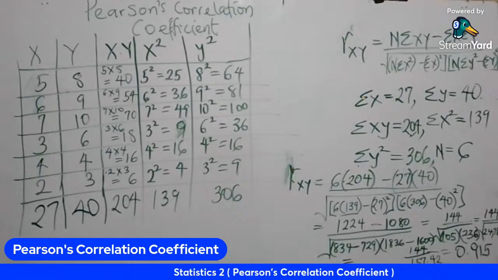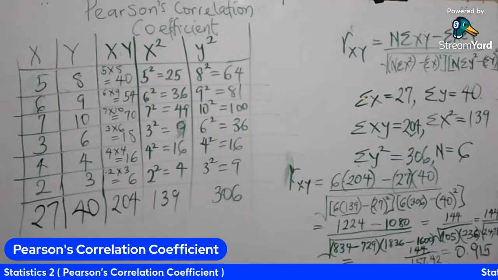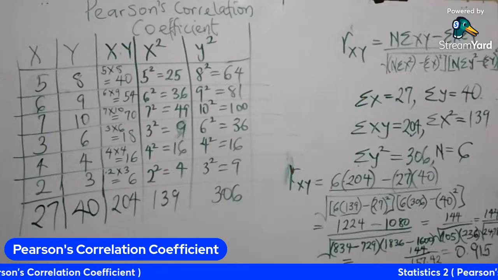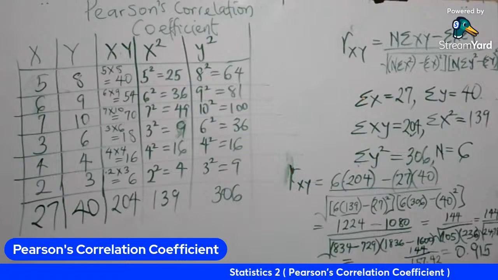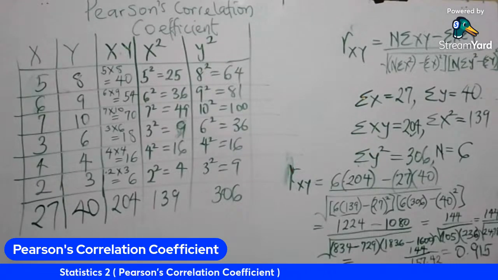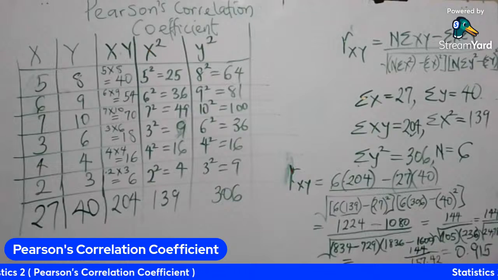This is how far we can go on the test of relationship. So there are still many more tests which we will do. We'll still go into t-test. We'll go into analysis of variance. If time permits us, we'll go into the analysis of covariance.